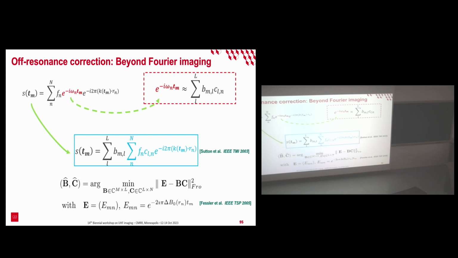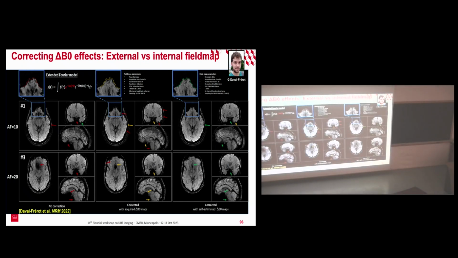Okay. And if you are able to estimate these parameters, B and C, and this can be done typically if you have collected this information using a separate acquisition, and we will see how to do that afterwards, you can perform an SVD, so singular value decomposition, to estimate these two matrices, B and C, and minimize this L2 norm. And once you have done that, you are able to compute the forward operator and its adjoint.